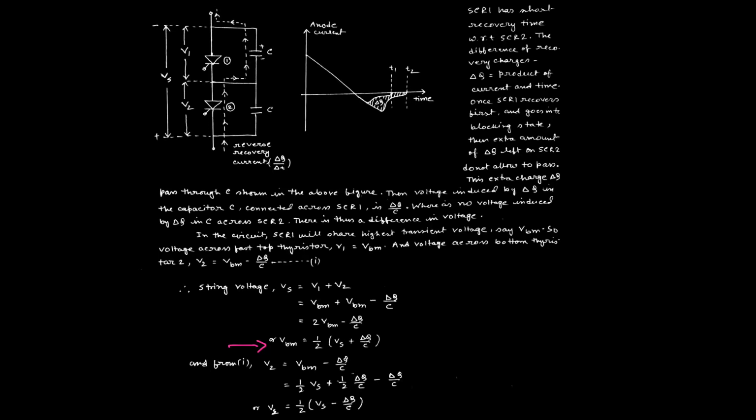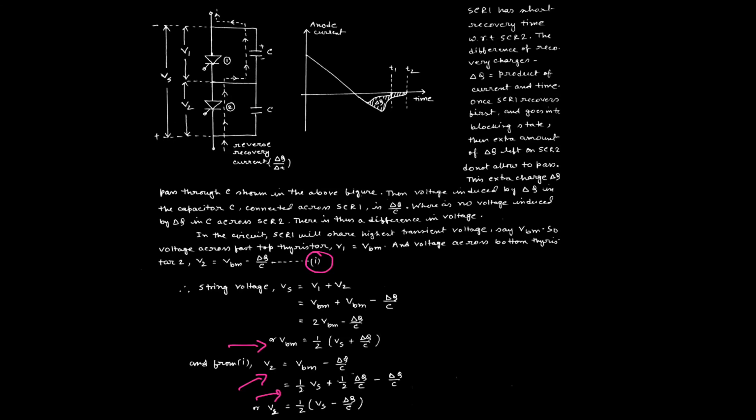And from equation 1, which is defined over here, we can rewrite the expression: V2 equals VBM minus del Q by C, or 1 by 2 Vs plus 1 by 2 del Q by C minus del Q by C. That means we can modify the expression: V2 equals 1 by 2 Vs minus del Q by C. So from these two expressions we can have the values of V1 and V2 separately, and the basic difference is del Q by C. So if we add a capacitor which is able to store the extra amount of charge taken from the next SCR, then we can easily distribute the same amount of voltage across each SCR of the string during the turn-off process.